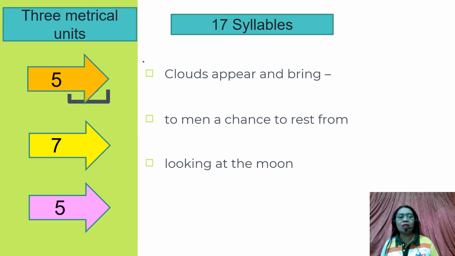Looking at the moon: looking, 2 syllables. At the moon, 3 syllables. So 5 syllables in all. So we have 5, 7, 5 with 17 syllables. So this is another example of a haiku. This haiku, you observe, is very simple because it shows only the clouds and the moon. And also it talks about the people who are resting while looking at the moon.